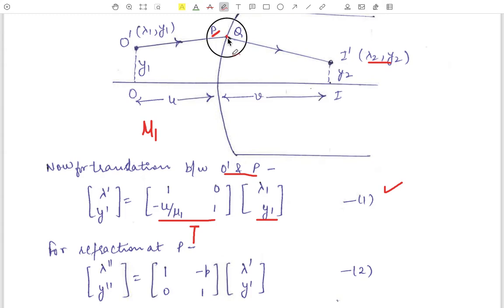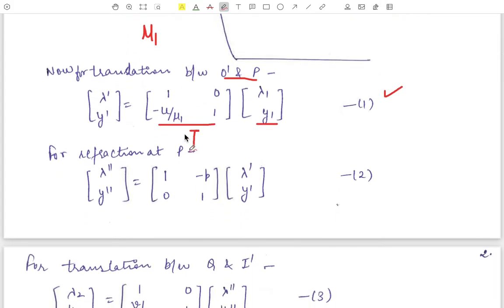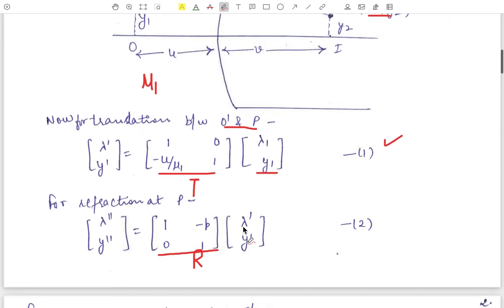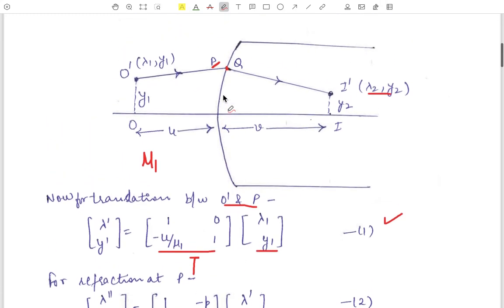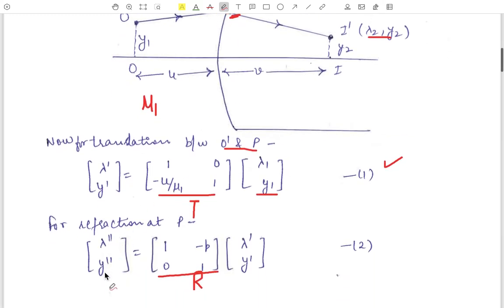Now we have a refraction process here between this point P and point Q. Therefore we will write the equation for the refraction process at point P. Output matrix is equal to the refraction matrix R into the input matrix. Now what will the input matrix be? Coordinates of point P, that is lambda dash, y dash, and what will the output matrix be? Coordinates of this point Q, that is lambda double dash, y double dash, and here we have the refraction matrix. What is the refraction matrix? 1 minus P 0 and 1.